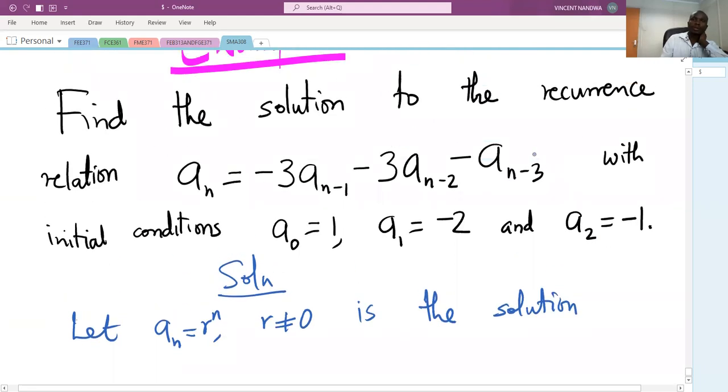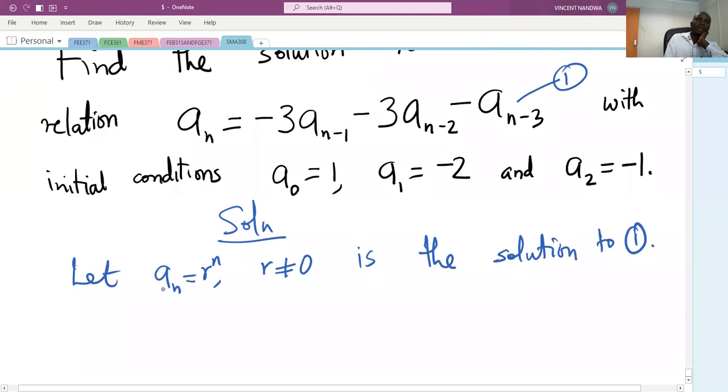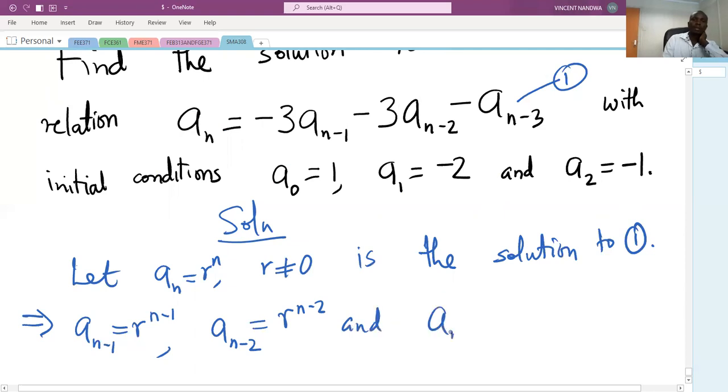I can call this one question 1, solution to question 1. By saying a_n equals r raised to the power n, you mean that to define a_{n-1}, I'll require r raised to the power n minus 1. a_{n-2} is r raised to the power n minus 2. And a_{n-3} is r raised to the power n minus 3. Call this one equation 2.